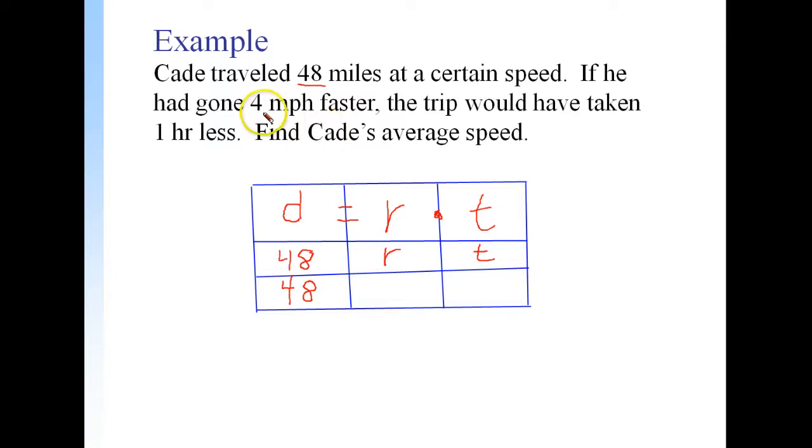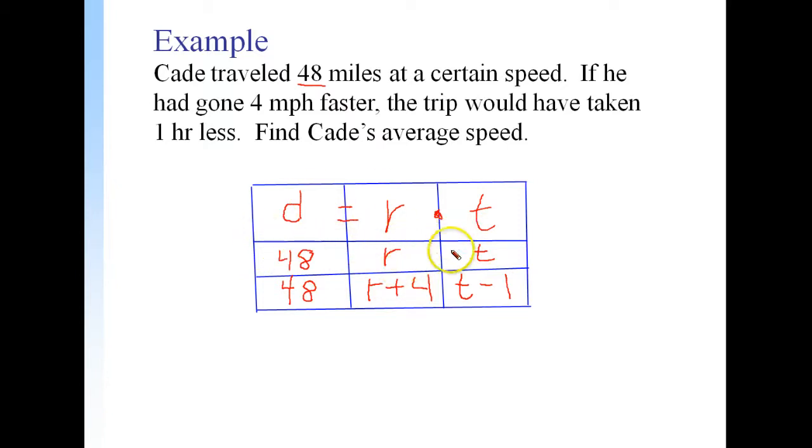Now, had he gone 4 miles an hour faster, well, here he had his regular rate, which is r, plus 4. That's his rate. It's his regular rate plus 4 miles an hour faster. His time would have been 1 hour less. So there's his time above, and it's 1 hour less. So here we have our data worked into our chart here.